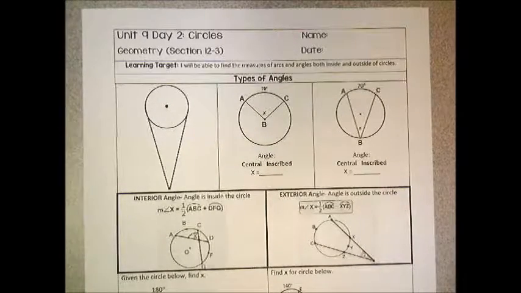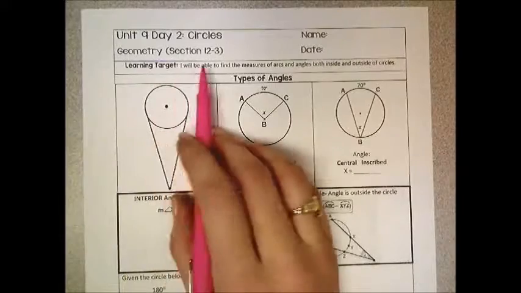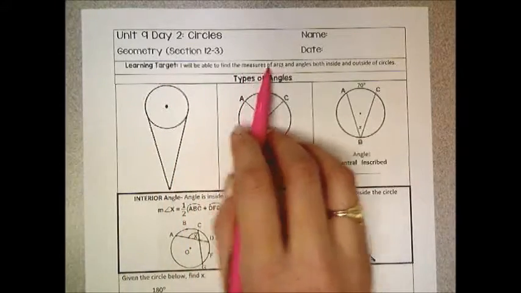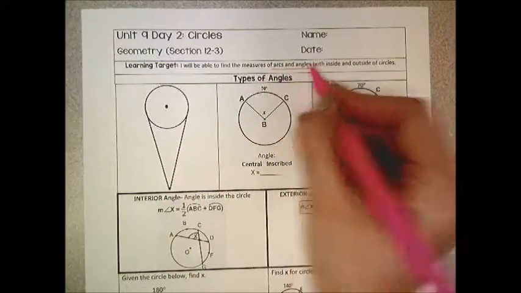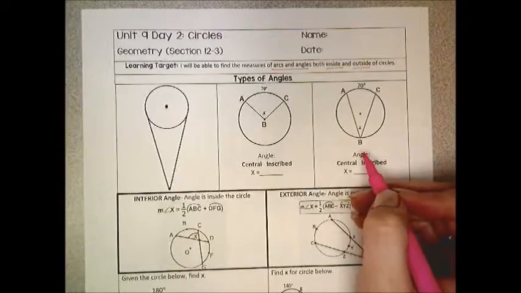So like I said, we learned about central and inscribed angles last video. This time we have to learn about the last 2 angles. So our learning target is that I will be able to find the measures of arcs and angles inside and outside of circles. So before we learn new stuff, let's do a quick review.